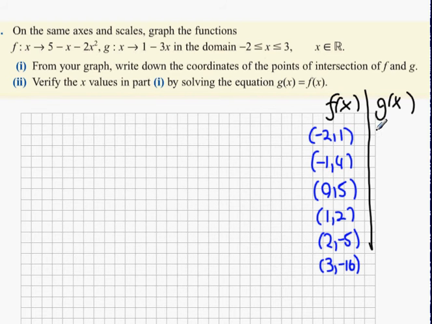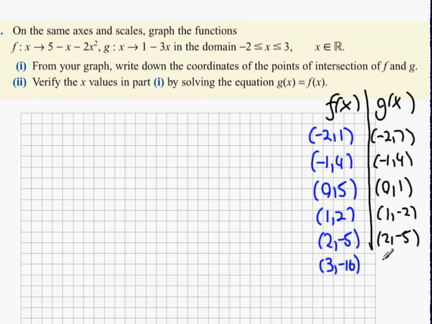Minus 2, 7. Minus 1, 4. 0, 1. 1, minus 2. 2, minus 5. 3, minus 8. Now guys, I know that this one is a curve.